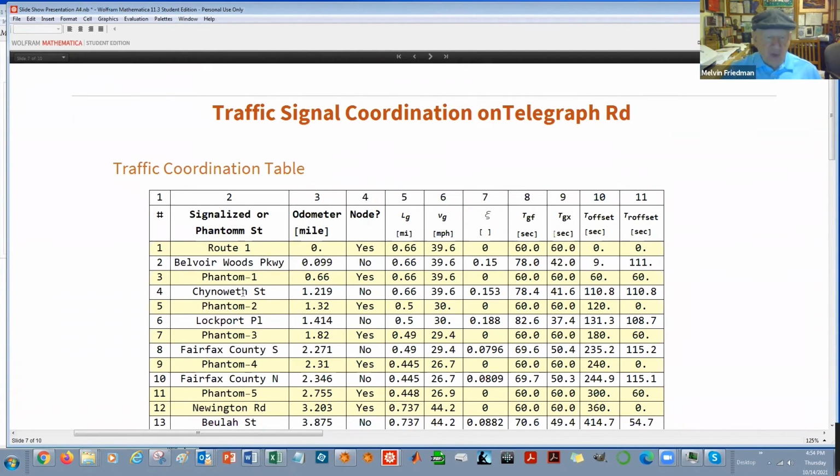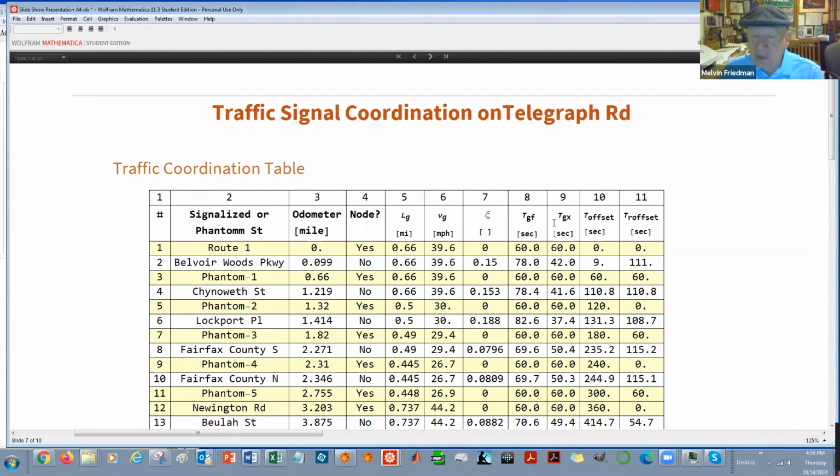And when you're going between this street, or let's do Lockport Place, to Fairfax County, you should be going at about 30 miles per hour. This symbol here tells you how long the traffic light will be green in the Telegraph Road direction.